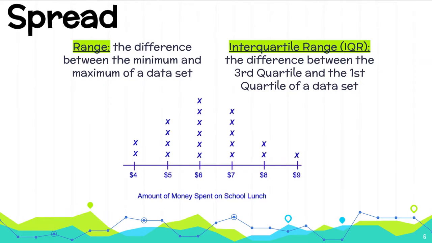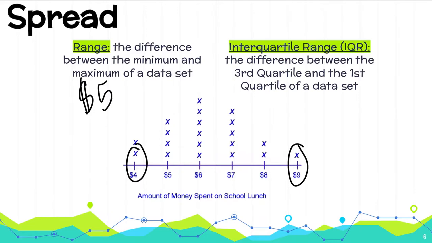Spread describes how far things are spread apart. So the first thing that we look at with spread is our range, which is the difference between the minimum and the maximum of a data set, which in this case would be 9 and 4. So that range would be $5. So the amount of money spent on school lunches was spread from $4 to $9, or had a $5 spread.